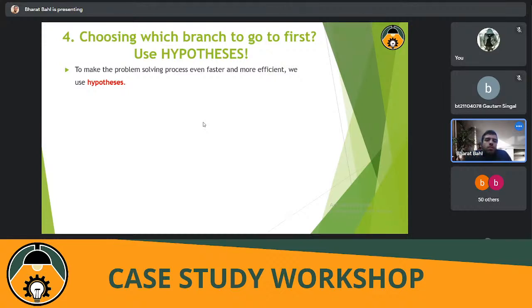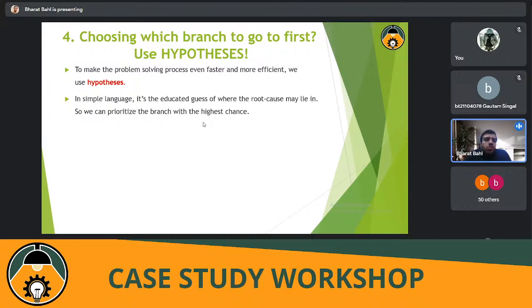So this is what we say, that if you're willing to find the branch with which you should proceed first, then you need to use a hypothesis. So you say that, let us say first floor के ऊपर ही चाबी मिलेगी. You find it everywhere. If you don't find it, then you say इसके बाद कौन से फ्लोर के ऊपर आप गए थे? सेकंड फ्लोर के ऊपर, चलो वहाँ पे भी देख लेते हैं, यहाँ पे भी देख लेते हैं. So this is how you proceed with a hypothesis. So first of all, you assume a hypothesis. If it is correct, you proceed with it further. If it is wrong, you move to the other hypothesis further. So it is basically an educated guess where the root cause may lie. And we need to prioritize the branch with the highest chance.